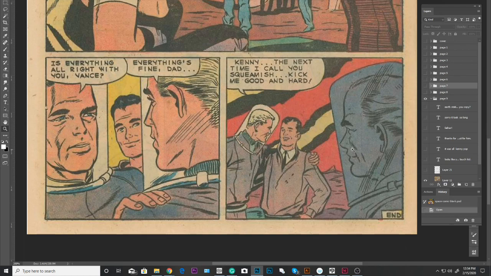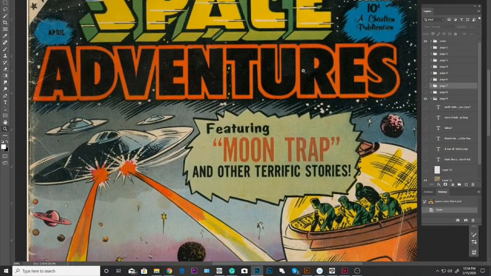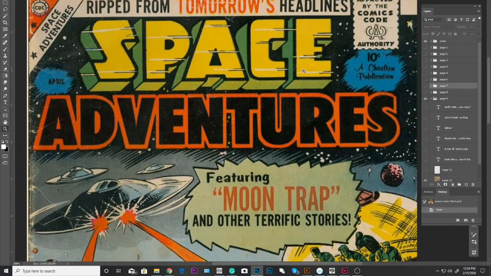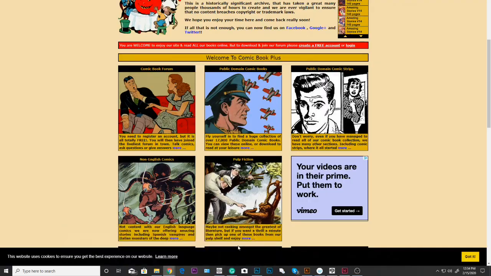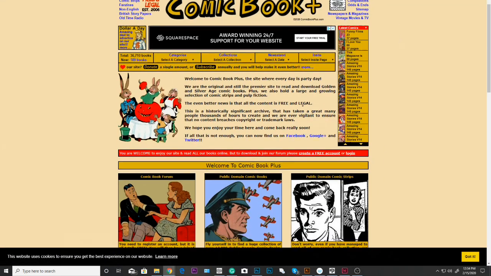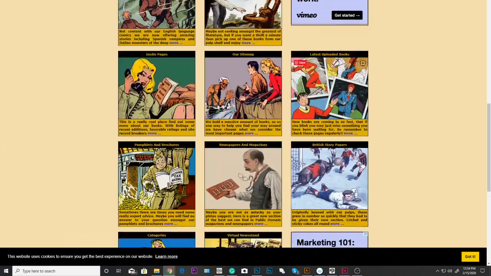So, and then end. So yeah, there you go. That is Space Adventures featuring Moontrap. And like I said, this is a fun exercise. You can do it yourself. You can go online, you can go to Comic Plus. All these stories are in the public domain. You can take them, you can do what you want with them.